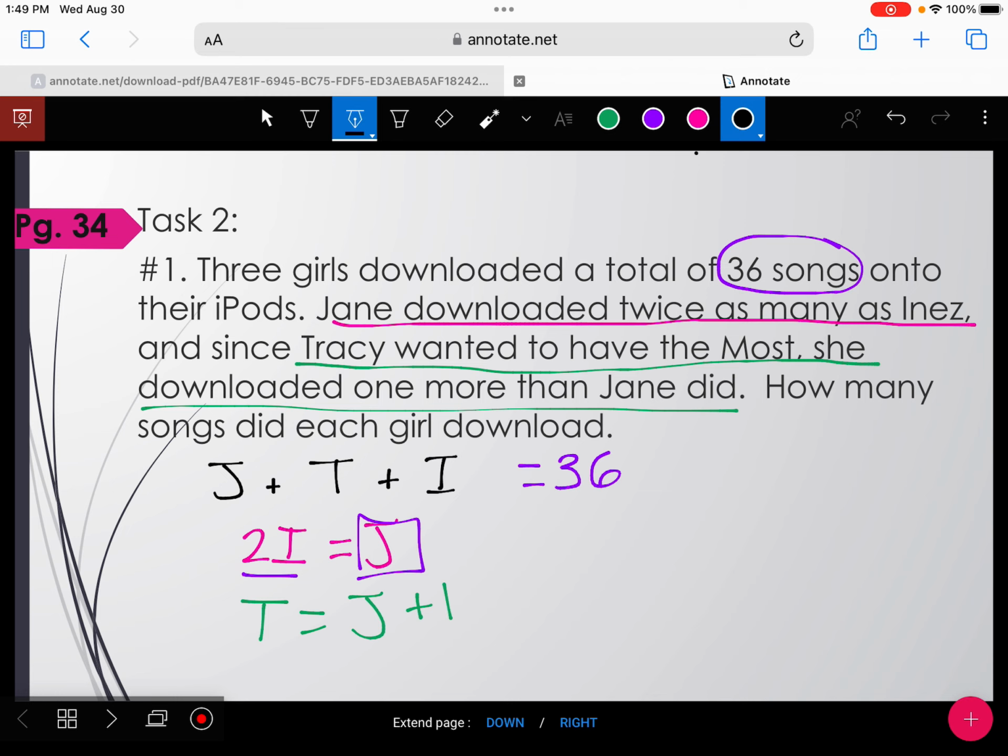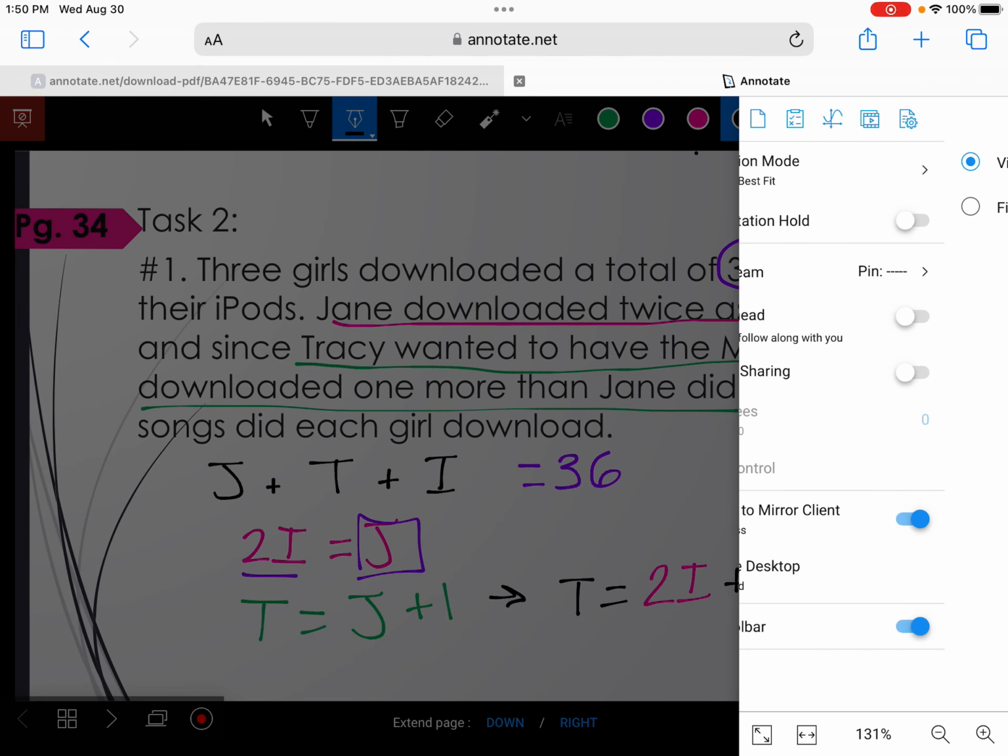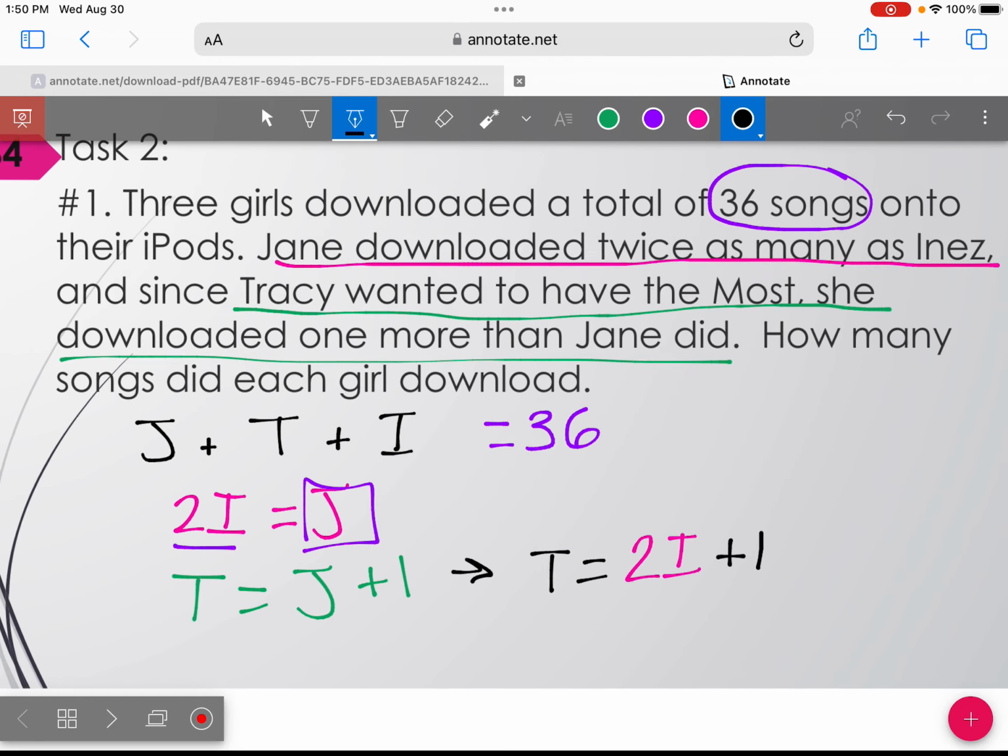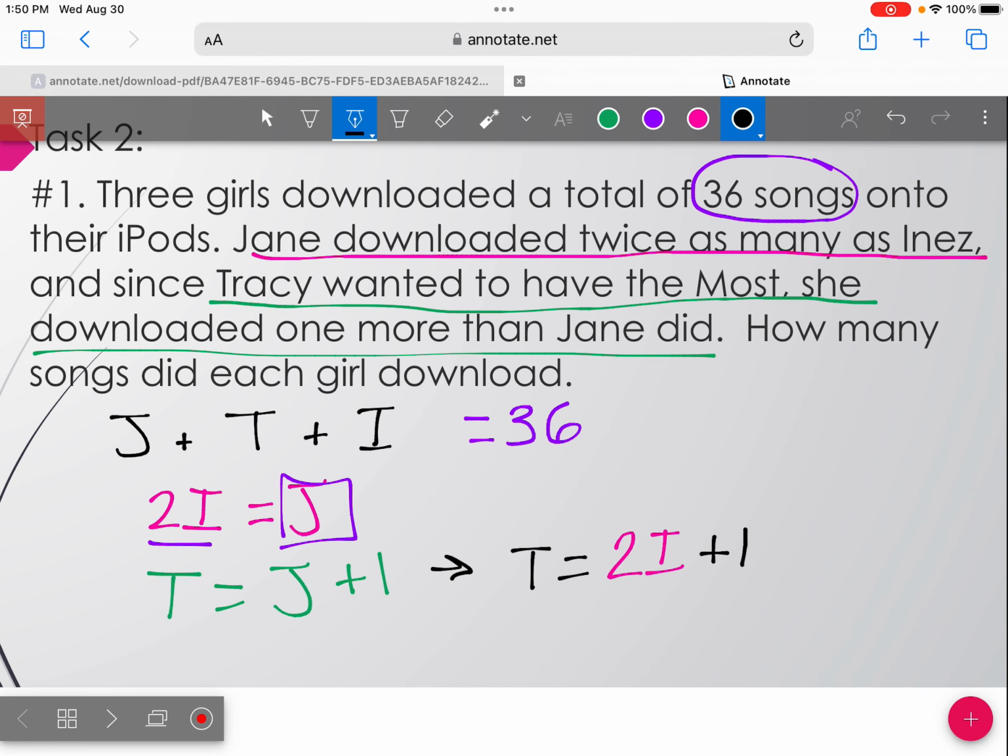That's had way too many variables in there. I could switch this equation. It's going to mean the exact same thing to be T equals 2I plus 1. Same thing. It's going to give us a little more space. If I can get T in terms of I, and I can get J in terms of I, I can use this guy to figure out all three of them.